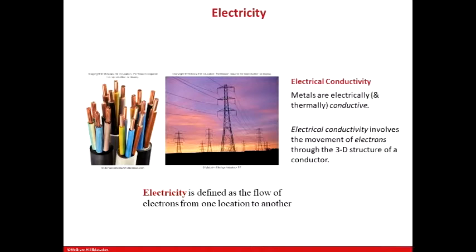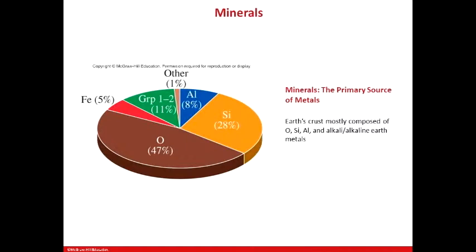When we talk about all these materials and minerals that we have, we look primarily at the Earth's crust to see where we get them from, and you'll want to memorize this slide and be familiar with it. The Earth's crust, the primary source of metals, is mostly composed of oxygen, silicon, aluminum, and alkali and alkali earth metals. Going back to the periodic table, these are your group 1 alkali and group 2 alkali earth metals. And then we have all these other metals on the periodic table, shown in green in this particular diagram.